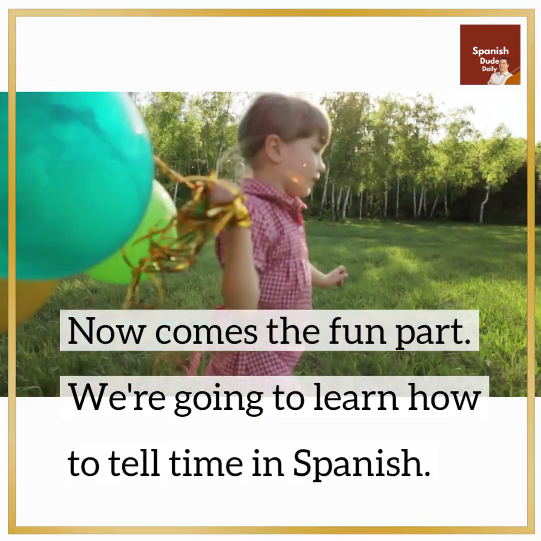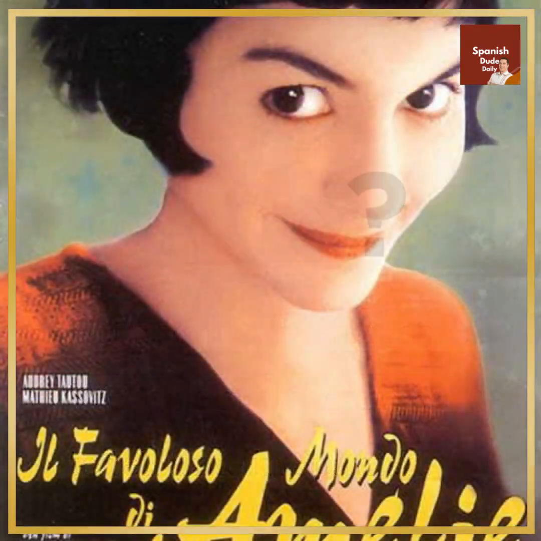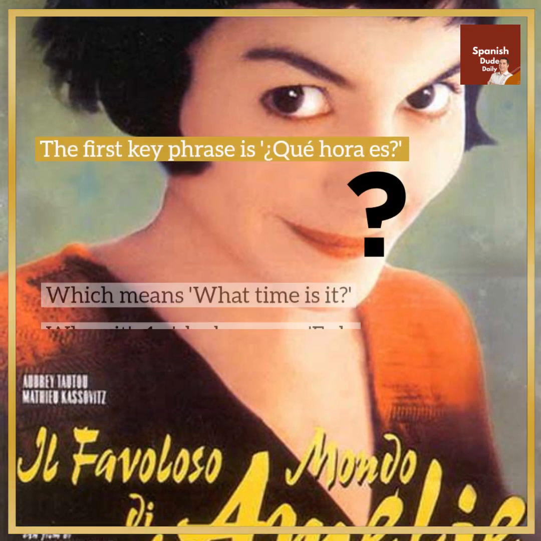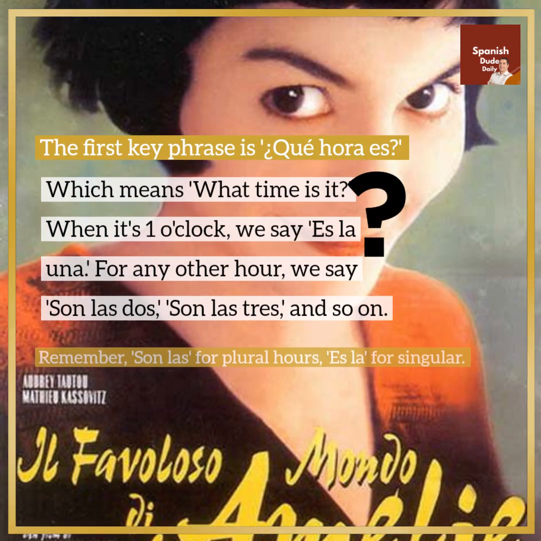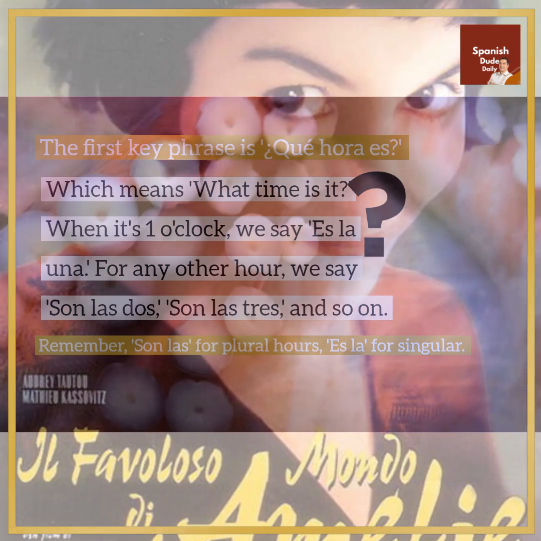Now comes the fun part. We're going to learn how to tell time in Spanish. The first key phrase is ¿Qué hora es?, which means what time is it? When it's 1 o'clock, we say es la una. For any other hour, we say son las dos, son las tres, and so on. Remember that son las is for plural hours, es la for singular.